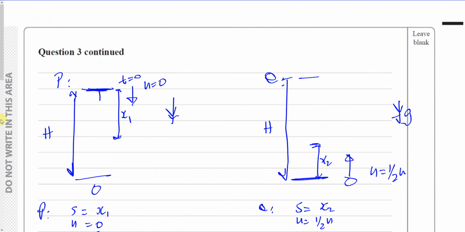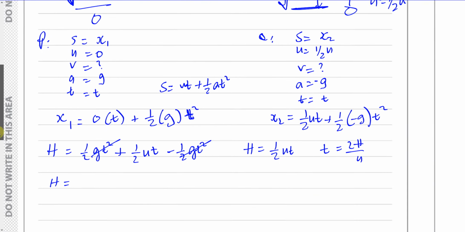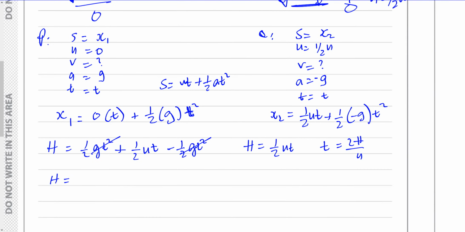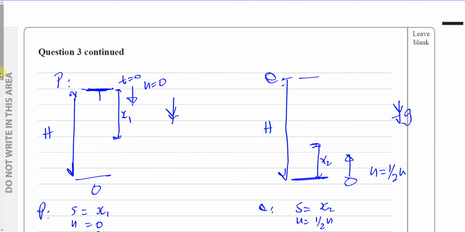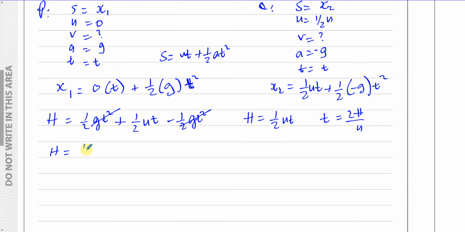Because if you want the time in terms of u and g, we have to replace the h with u squared over 2g. So let's just do that. For the final step, we have 2 over u times u squared over 2g. Then you'll end up with the 2's cancelling out and the u's cancelling out, and you're left with u over g, which was our answer. So this is an alternative way of answering part B. It seems a bit less hassle.